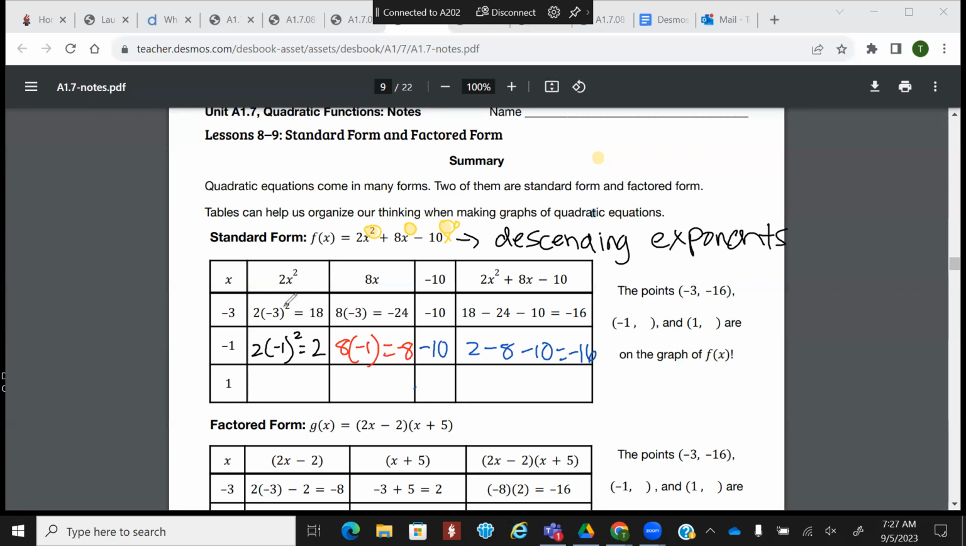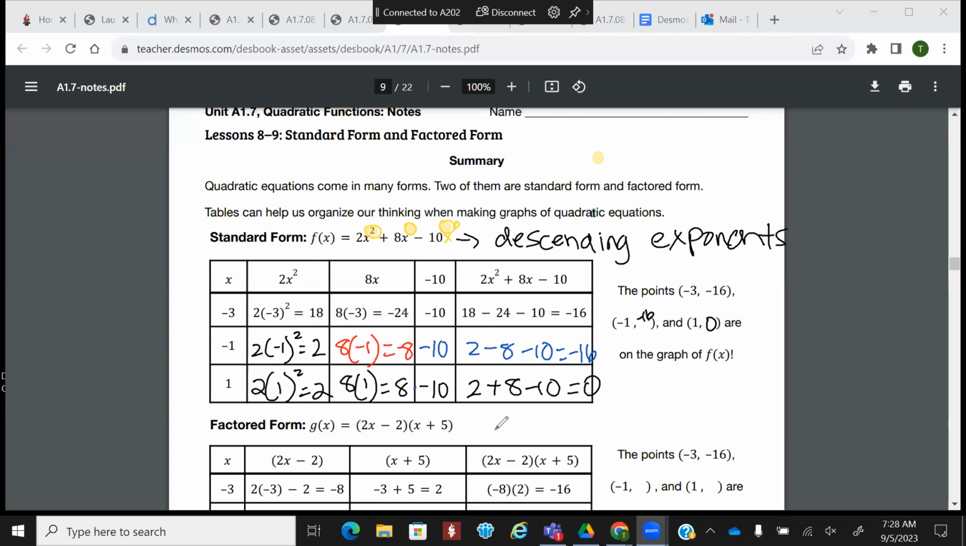We're going to try the next one. We're going to plug in 1 into this equation. So we got 2 times 1 squared, which will just give us 2. 8 times 1, which is 8. And then negative 10. We're going to combine these things. So we're going to say 2 plus 8 minus 10. And when we do that, we get 0. So the points negative 1 comma negative 16 and 1 comma 0 are on the graph.